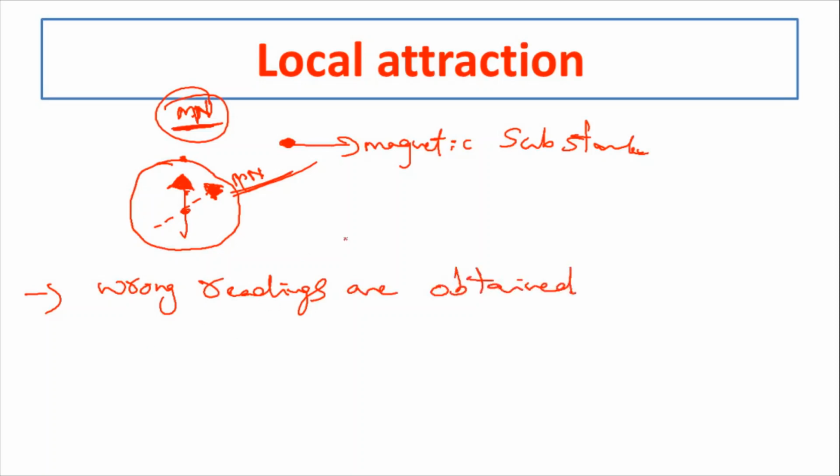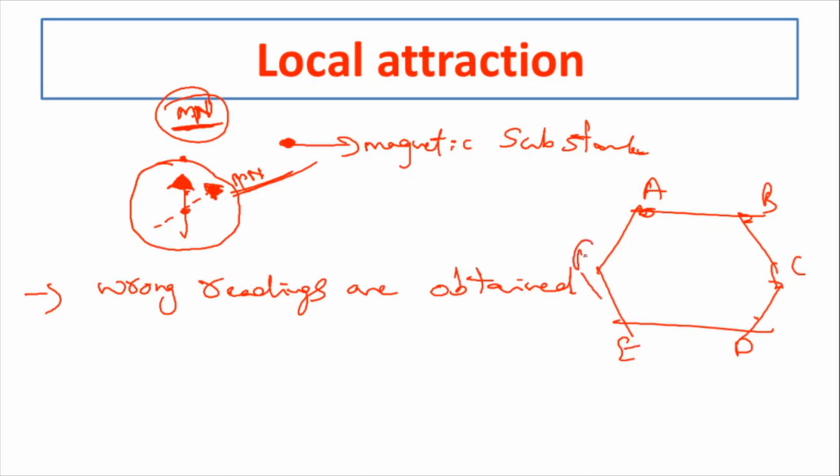Now how to check whether a station is affected by local attraction or not? Suppose there is a traverse like this: station A, B, C, D, E, F. How do we check whether there is a local attraction effect at any station? What we have to do is check the back bearing minus fore bearing. We have to check the value of back bearing minus fore bearing.